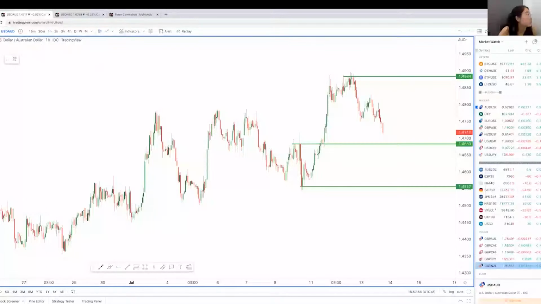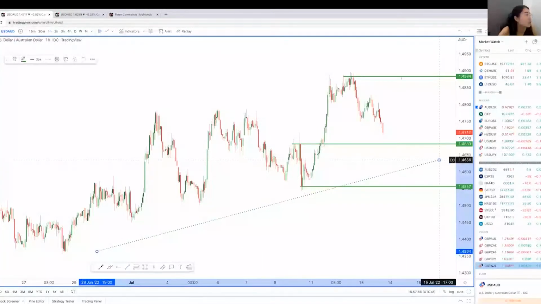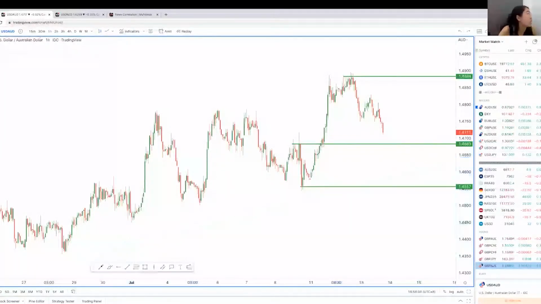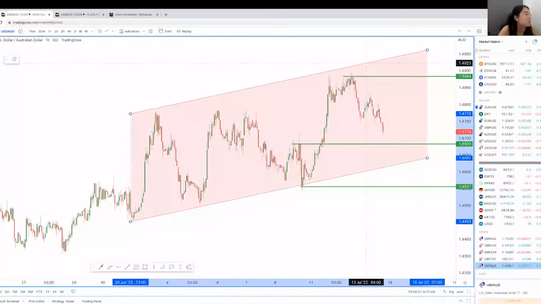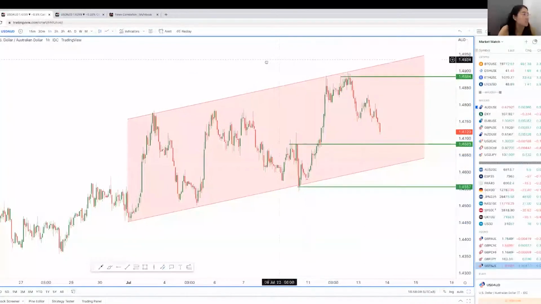Okay, so the first thing I'm going to do is look for trend direction. I do see price moving on an uptrend. If anyone else sees anything else, do let me know. I only see price moving on an uptrend. In fact, it is moving in an ascending channel. Okay, it is moving in an ascending channel.